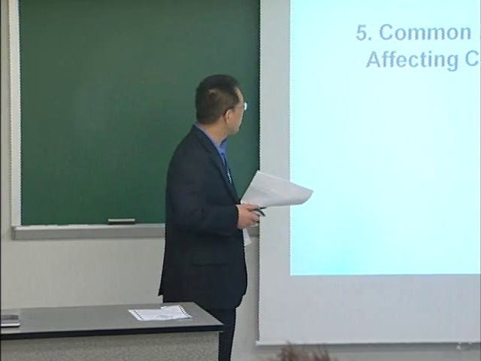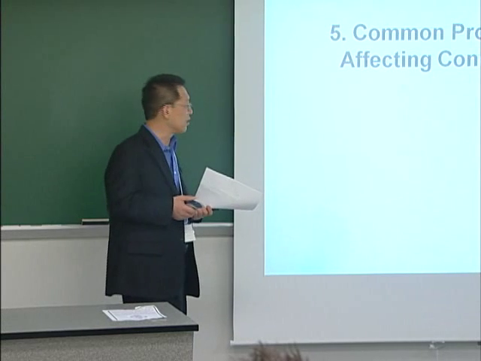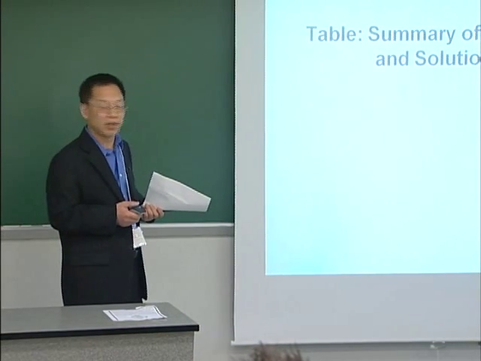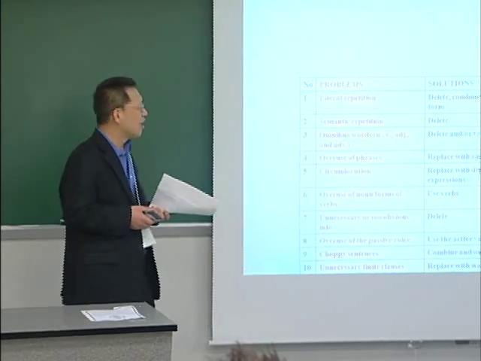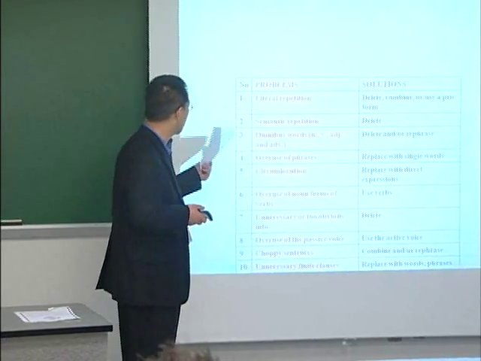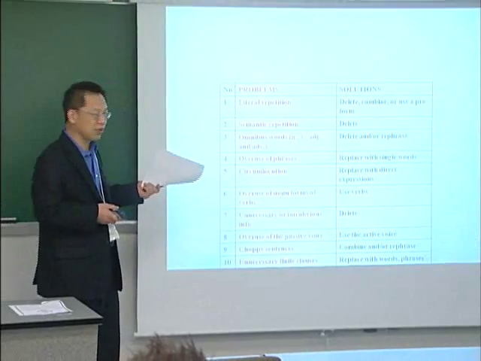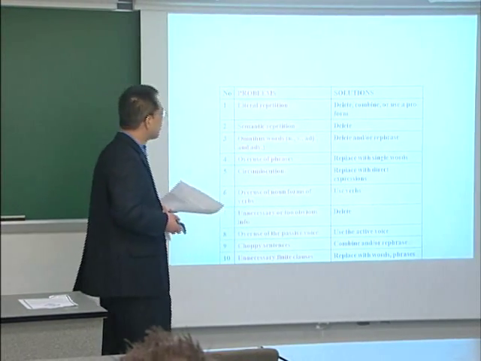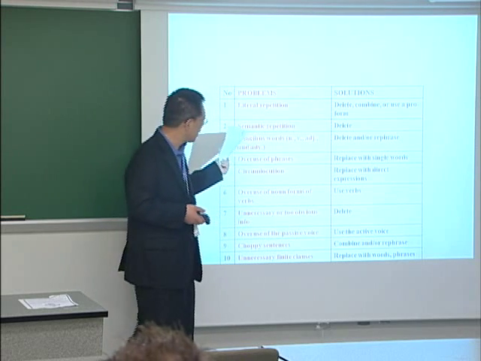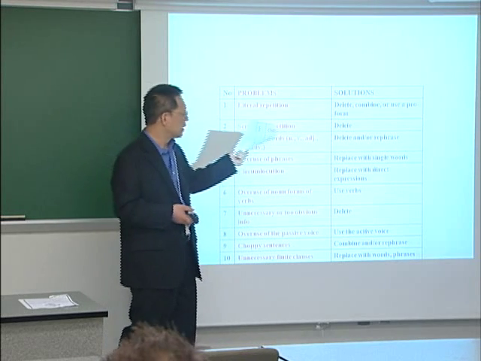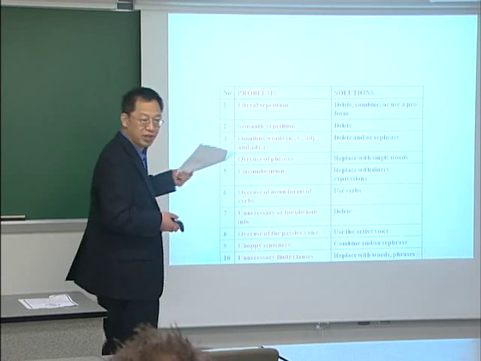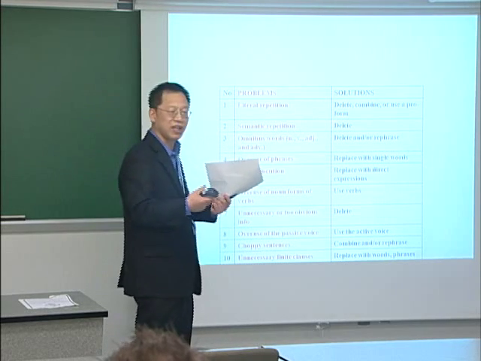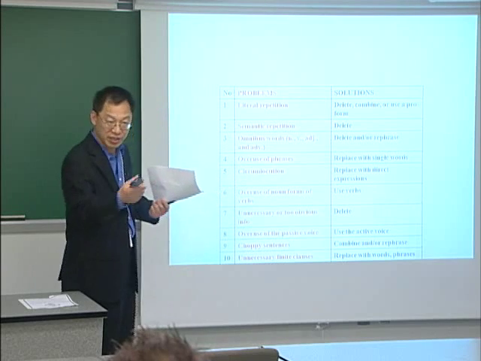Okay, next, the common problems affecting conciseness. Here is just my quick summary and proposed solutions. So one is literal repetition. It simply means repeating the same words, same language. And one way to correct literal repetition simply is to delete the repeated words, or sometimes we can combine them, or we can use a plural form like a pronoun or plural verb, and I will explain that in a minute.